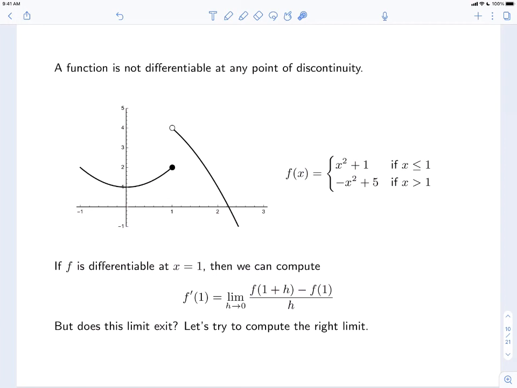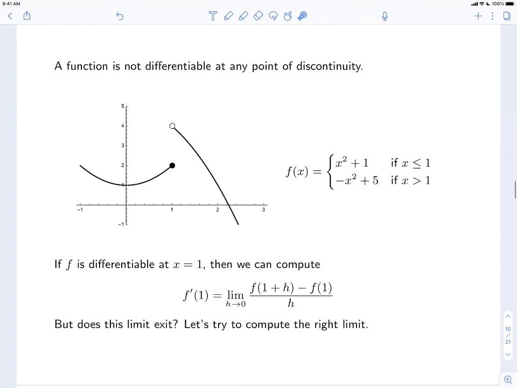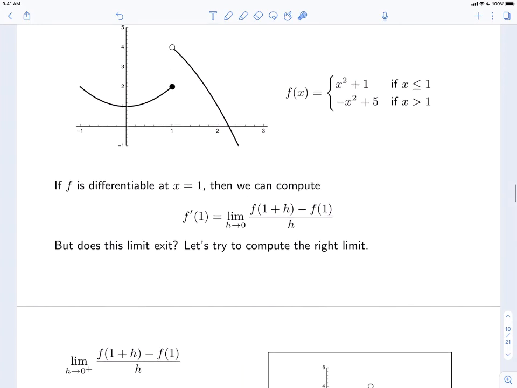We can show that directly by trying to compute it. If f is differentiable at x equals 1, then we can compute the derivative f prime at 1 using the limit definition. The limit as h approaches 0 of the difference quotient, f at 1 plus h minus f at 1 divided by h. So the question is, does this limit exist? Let's try to compute the right limit, and we'll see that there's a problem. The right limit is when we're coming in from the right, so from numbers bigger. So what does that mean?